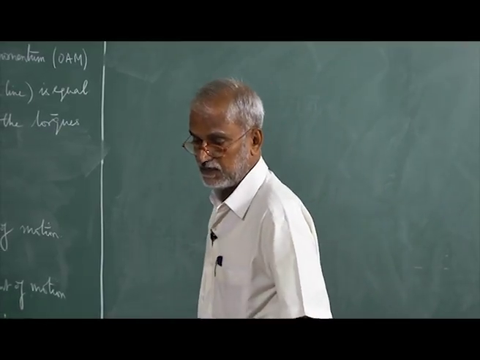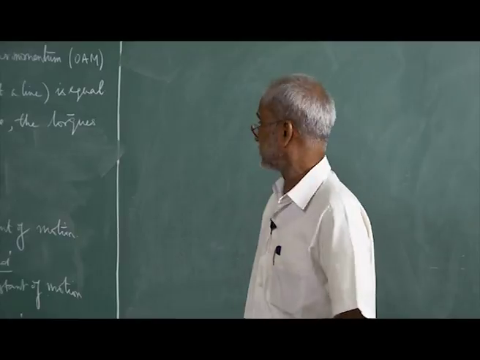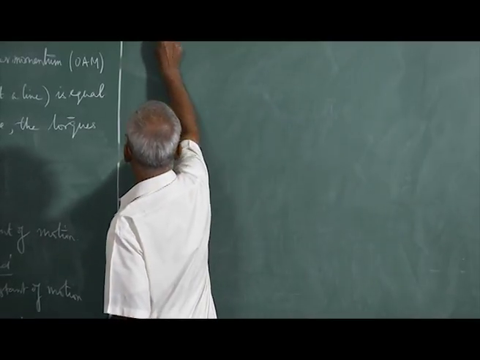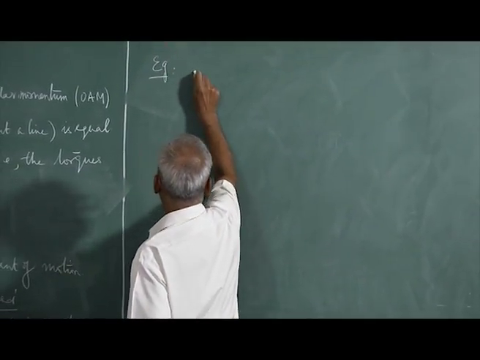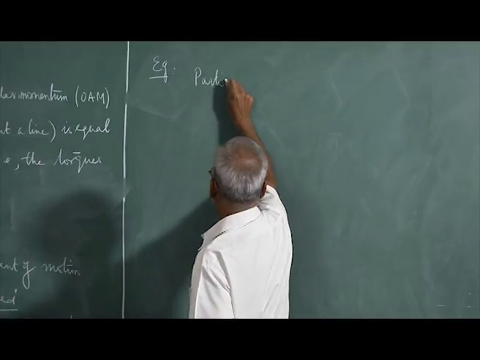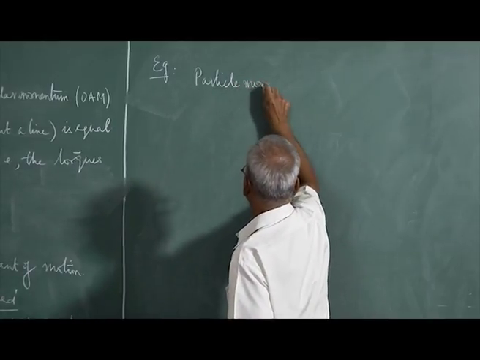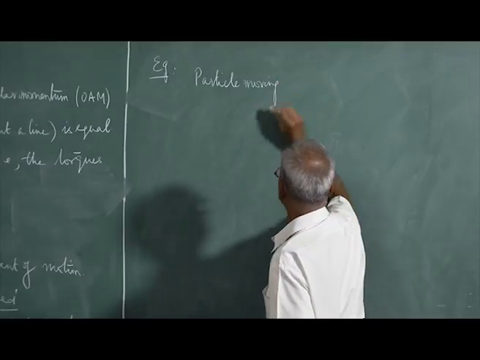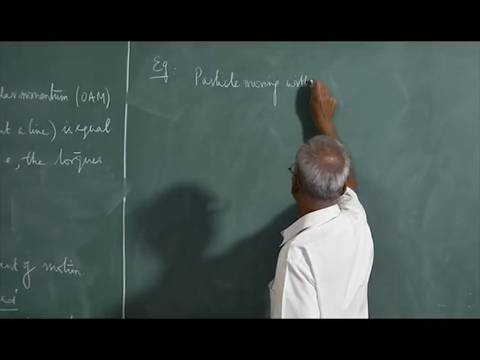Right. Now we will do a simple problem, an illustration. Let us consider a particle which is moving with a constant velocity. This is an example: a particle moving with a constant velocity.